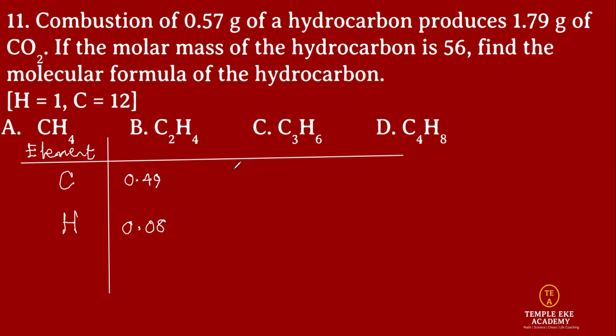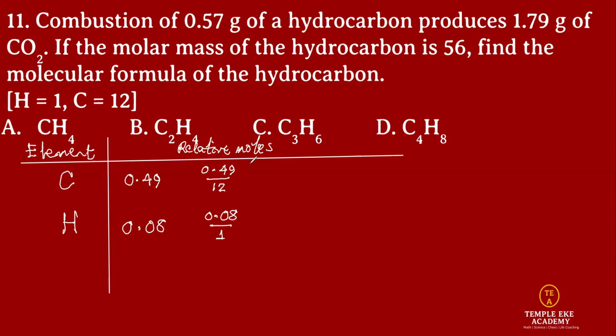Now the next step is to find the relative moles of atoms present. That will require us to divide each of these by the relative atomic masses, not the molar masses, because we want the moles of atoms. So this is 0.49 divided by 12 for carbon, and 0.08 divided by 1 for hydrogen.